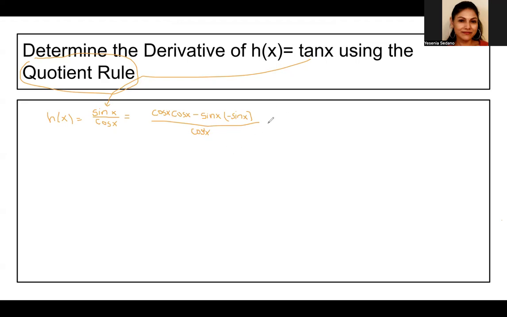Again, apologies for the messy handwriting, but I'm going to go ahead and try to simplify this. So cosine times cosine is equal to cosine squared.